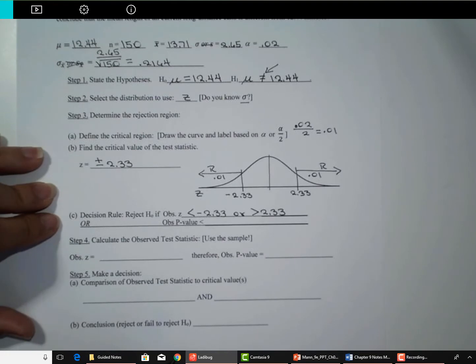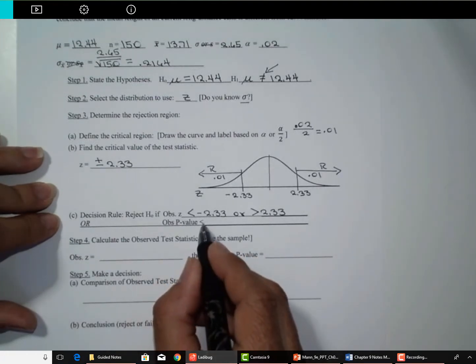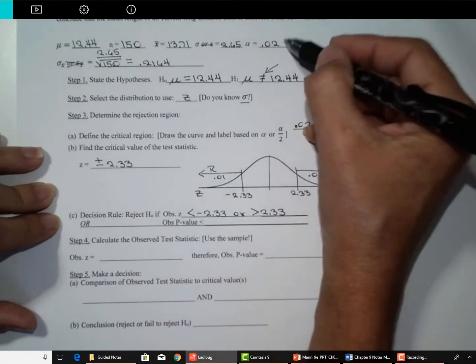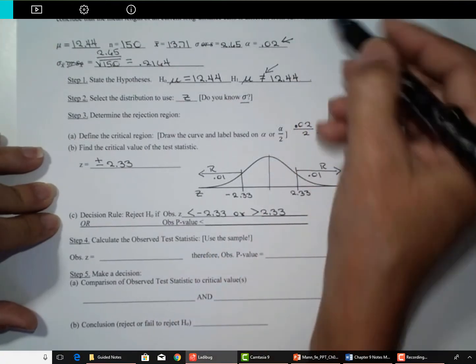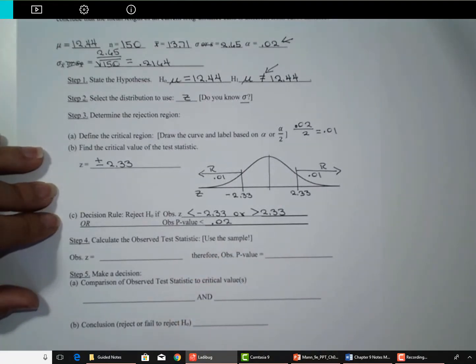The p-value statement, however, is pretty simple. I'm going to reject if the p-value is less than alpha. In other words, the entire alpha, the significance level up here. So 0.02 is what I will reject if the p-value is less than alpha.